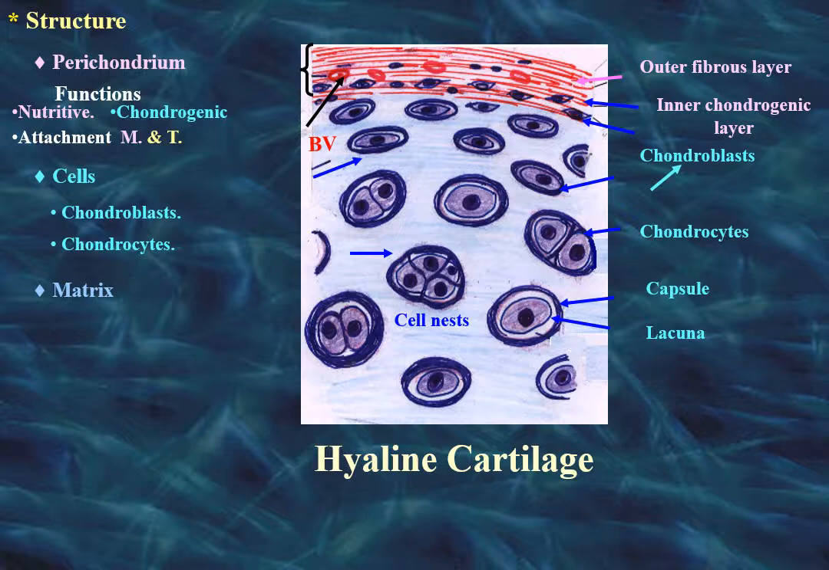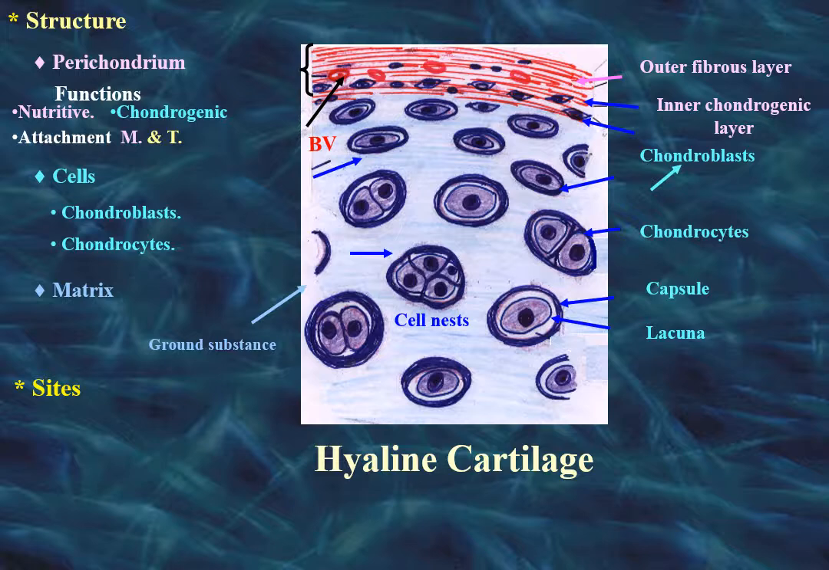Matrix. The matrix or the ground substance of hyaline cartilage appears homogeneous and basophilic, although it contains a mixture of collagen and elastic fibers. But the fibers cannot be seen because they are too thin to be seen by the light microscope. Also, they have the same refractive index as the matrix. The fibers, however, can be demonstrated after digestion of the ground substance with either trypsin or alkalis.